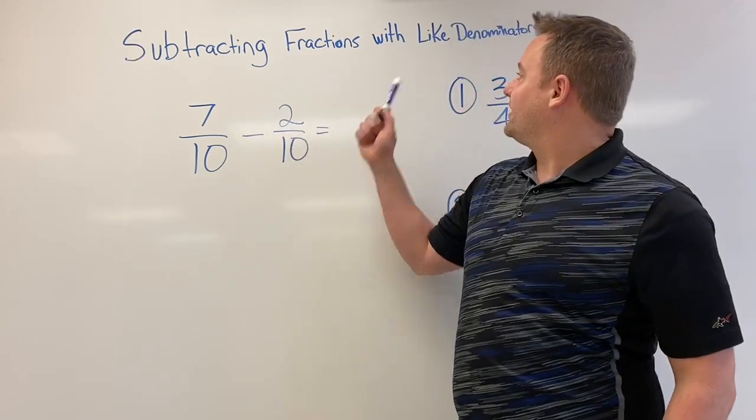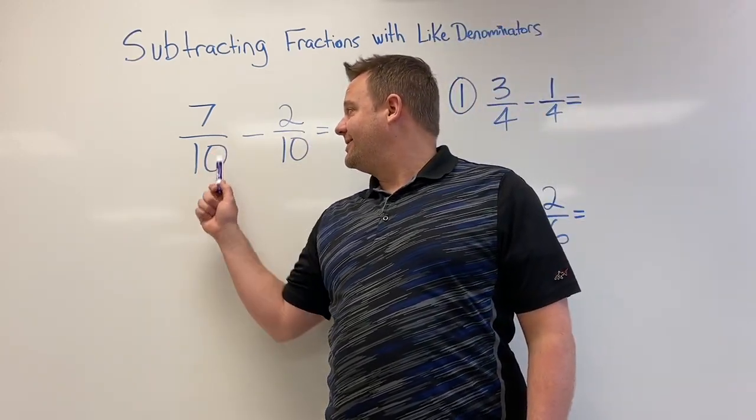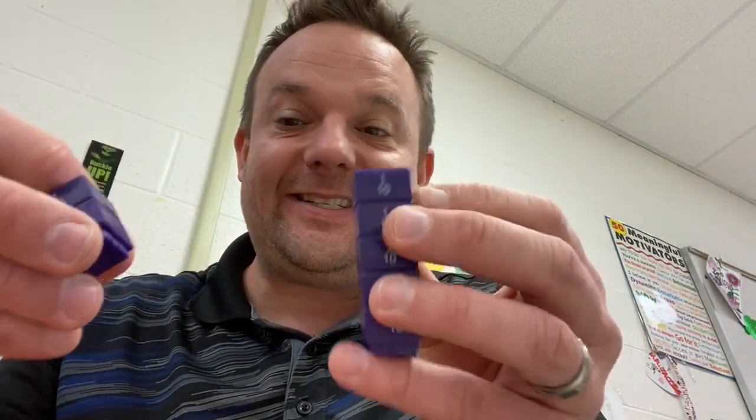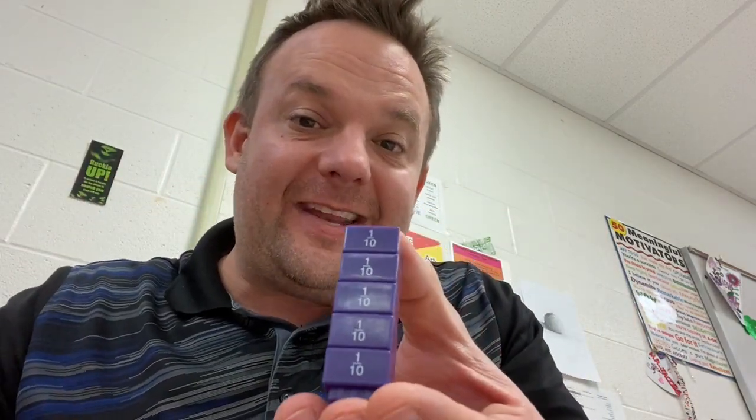Today we're subtracting fractions with like denominators. Here we have 7/10 minus 2/10. Let's model it. We have 7/10, and 7/10 minus 2/10 equals 5/10. And we know 5/10 is equal to 1/2.